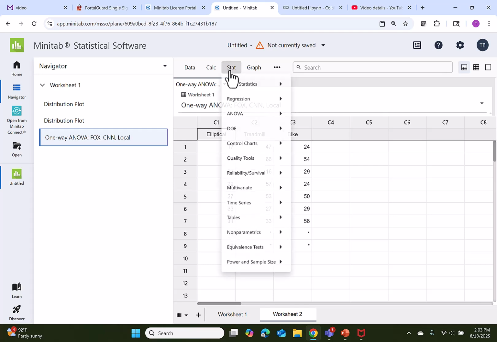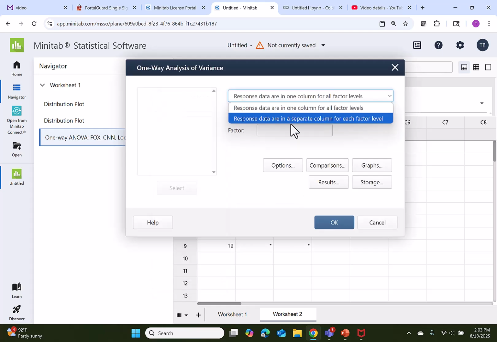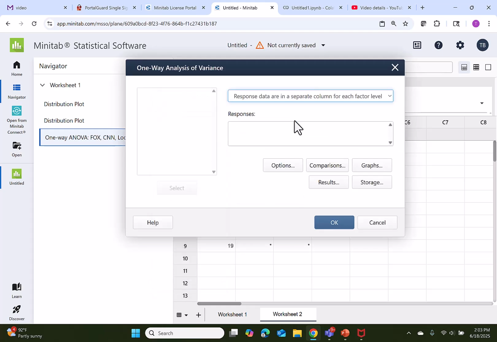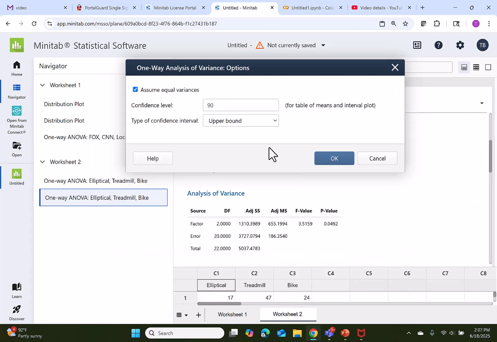Next, I'll hit Stat, ANOVA, One-Way. Then we want to click that response data are in separate columns for each factor level. When I click in responses, I can select my 3 columns. On the options, we'll put in our confidence level as 90 because alpha was 0.1. We do 1 minus 0.1 is 0.90, and the type of confidence interval will be an upper bound.